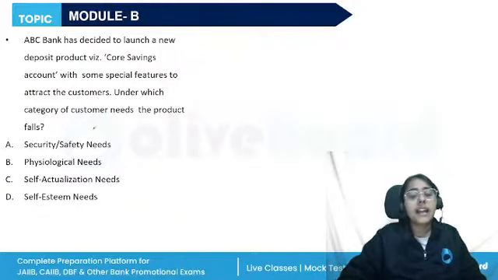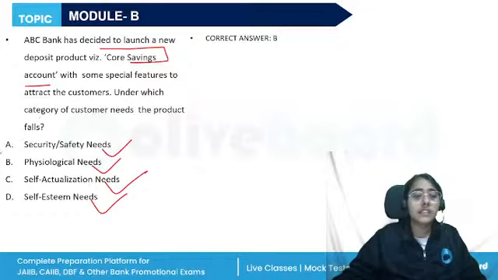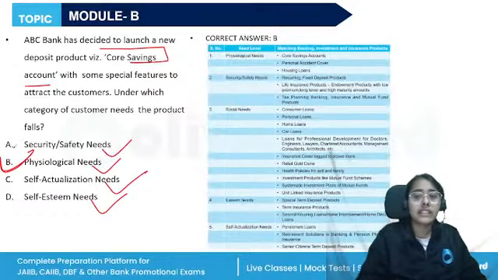Then ABC Bank has decided to launch a new deposit product, Core Savings Account, with some special features to attract the customers. Under which category of customer need does the product fall? So this again we are talking about Maslow's hierarchy, when we apply the levels of Maslow's hierarchy to bank products. The core savings account, whether it will come in the security or safety needs, or in the physiological needs, self-actualization or self-esteem. So, as the name suggests, it is a core savings account, a basic savings account. So, it will come under the physiological or the basic level needs.